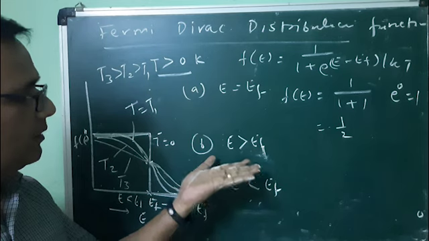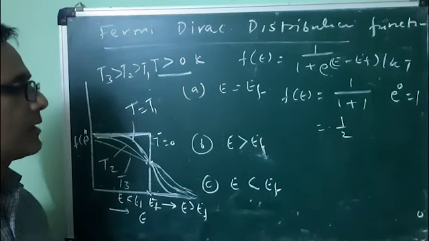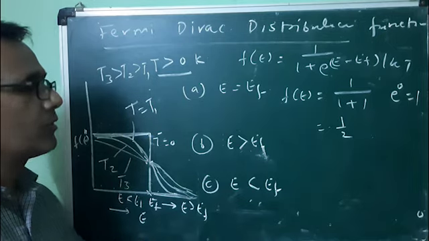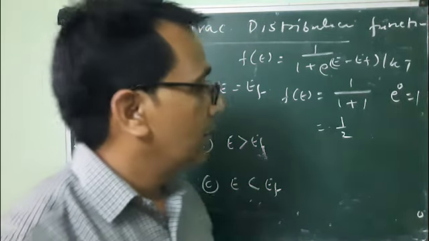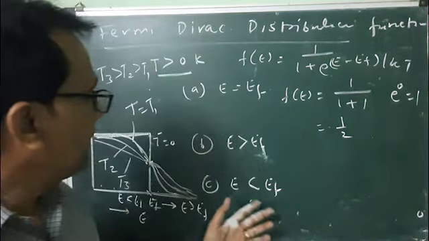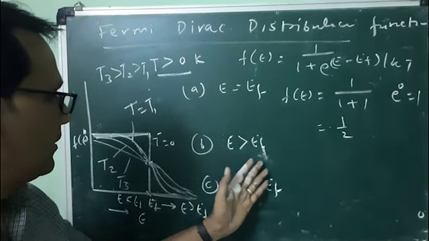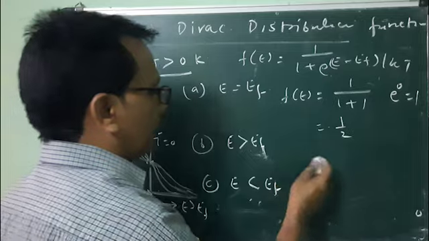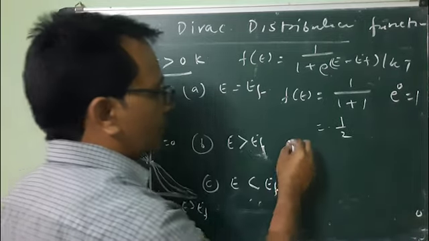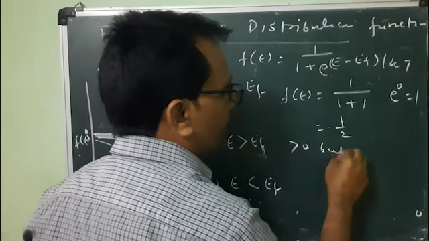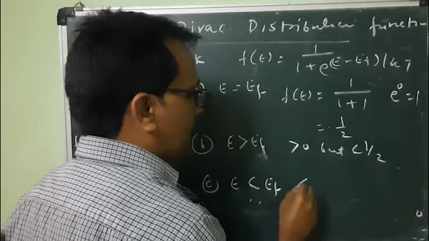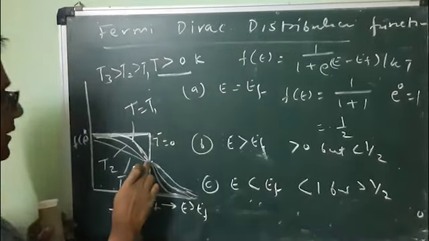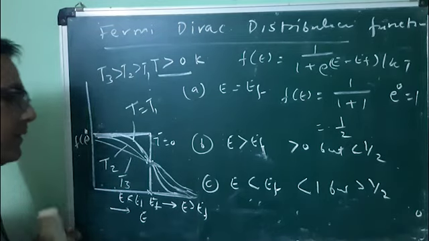We will use this Fermi-Dirac distribution function in unit number 8 also, so just do some numerical problems using this. Remember these terms: it is greater than 0 but less than half, and this is less than 1 but greater than half, because at this particular point it is half.